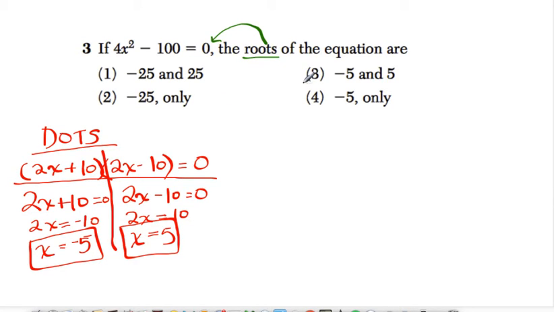Okay, so looking through the choices here, since we have a positive and a negative version of 5, we want to correctly say that the answer is choice 3.